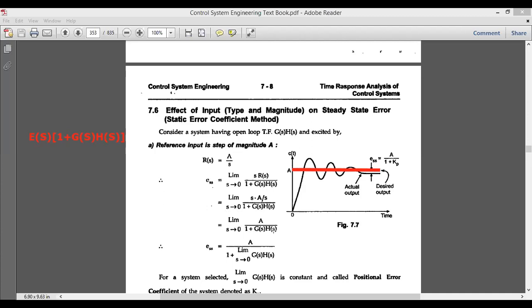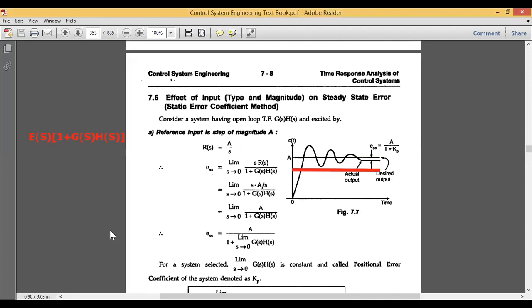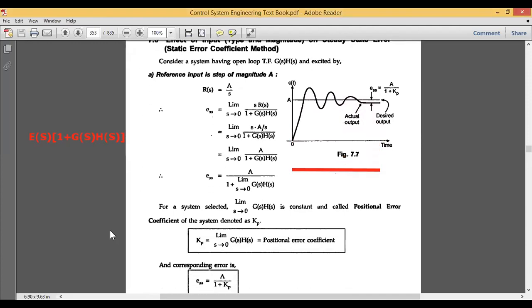As A is the magnitude of the input signal, which is a constant, the steady state error for a unit step signal is given by ESS is equal to A divided by 1, because again it's a constant, plus limit s tends to 0, G of s into H of s. So you need to only apply the limit to this G of s and H of s.